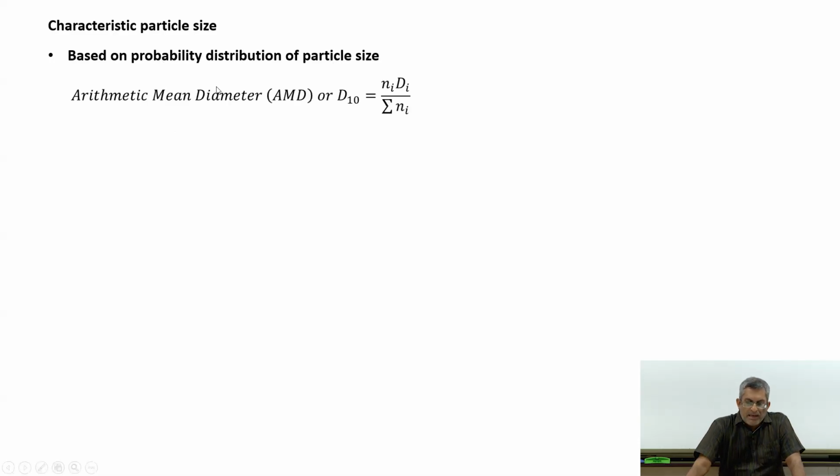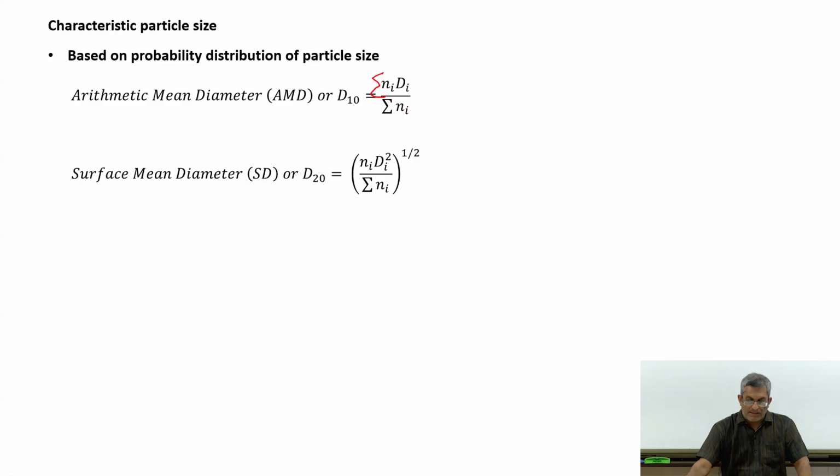The first way to calculate a characteristic particle size is just the arithmetic mean diameter, called AMD, and this is represented by D10. Why it is D10 you will see soon. Here what you do is you just add up all particle sizes and divide by the total number of particles. That is what the arithmetic mean diameter is.